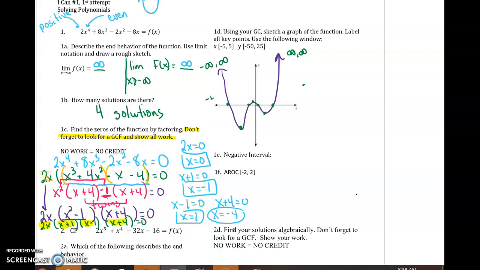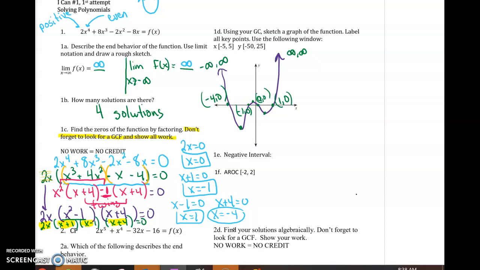So this is -4. This one was -1. And then the one all the way, whoops, sorry, that's supposed to be 0, 0. And then this one is 1, 0. All right, the only thing I need to do is find my min and my max.